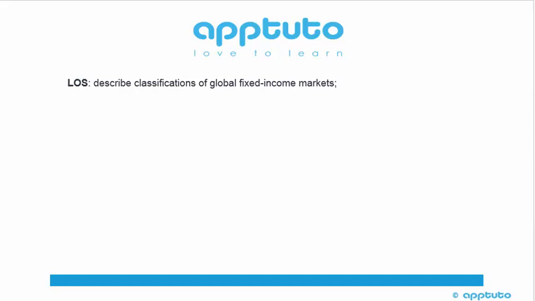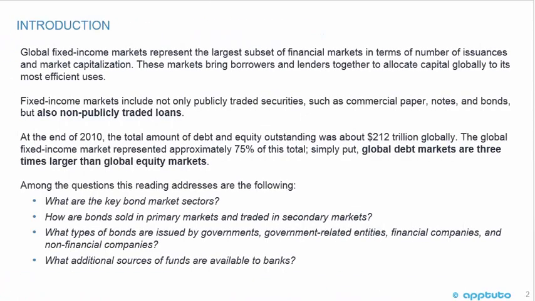This LOS is Describe Classifications of Global Fixed Income Markets. Before we jump into this LOS, we'll do a bit of an introduction to the reading. Global fixed income markets represent the largest subset of financial markets in terms of number of issuances and market capitalization.